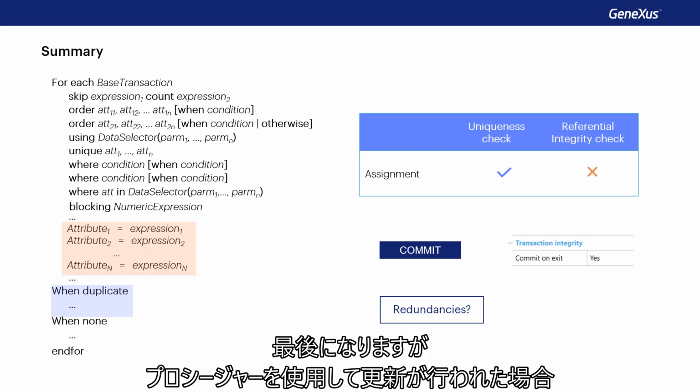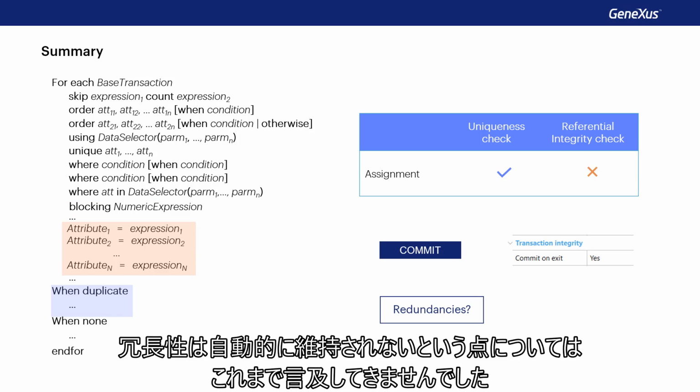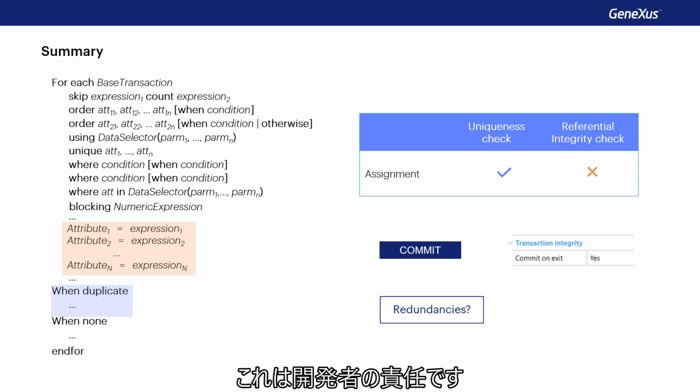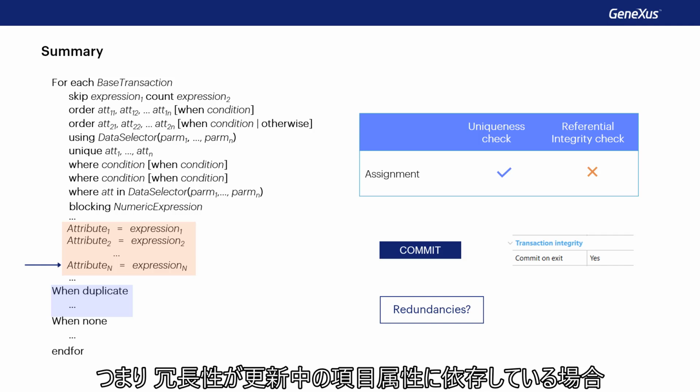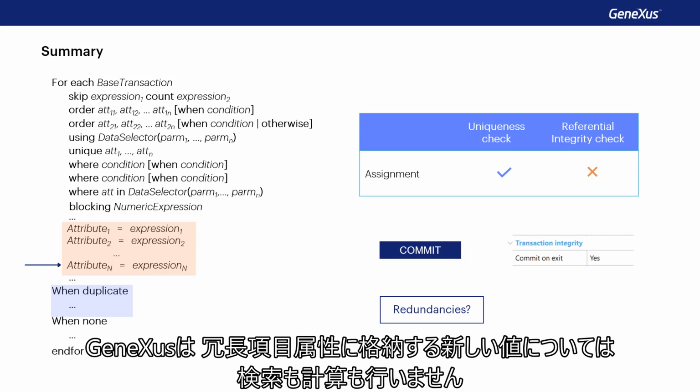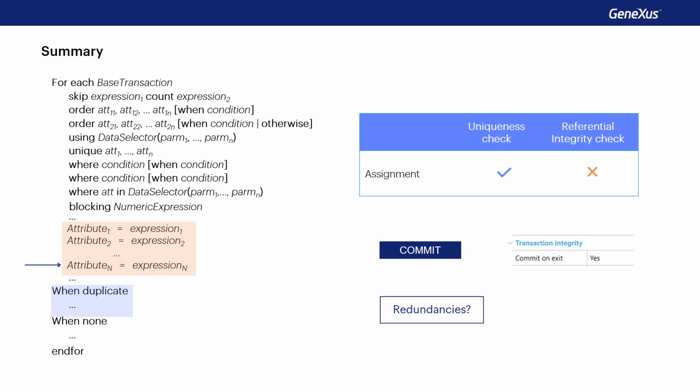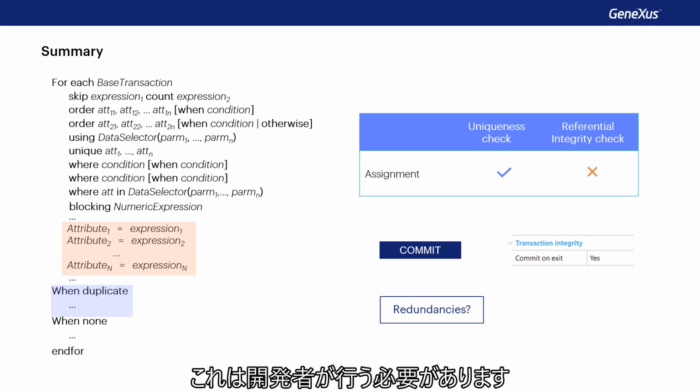Finally, something we haven't said so far is that redundancies are not automatically maintained when updates are made using procedures. It's the developer's responsibility to do so. This means that if a redundancy depends on an attribute that is being updated, GeneXus will not look for or calculate the new value to store in the redundant attribute. The developer has to do it.